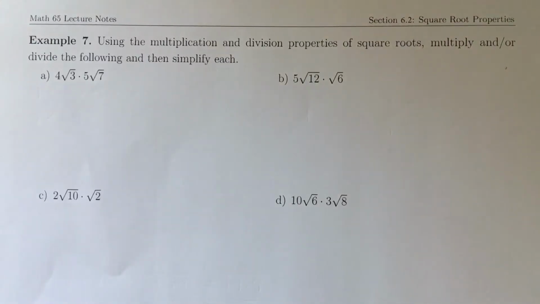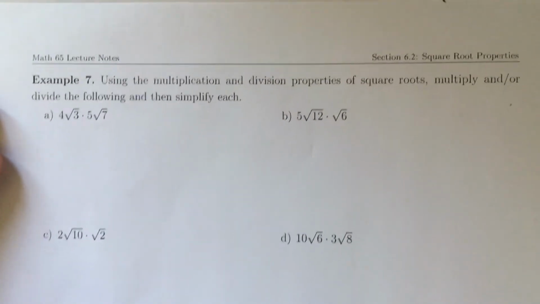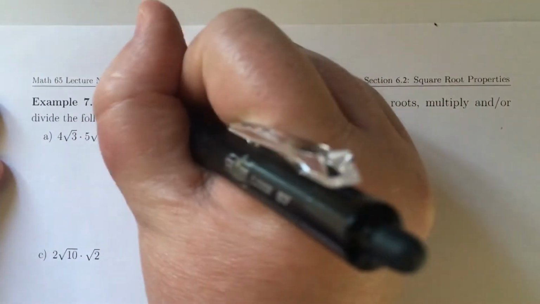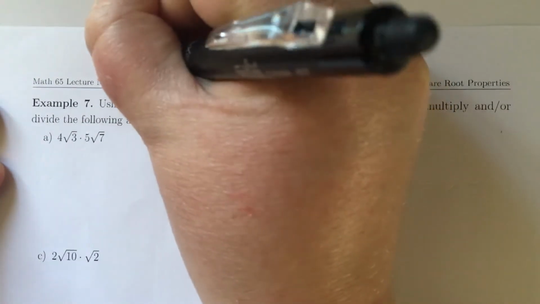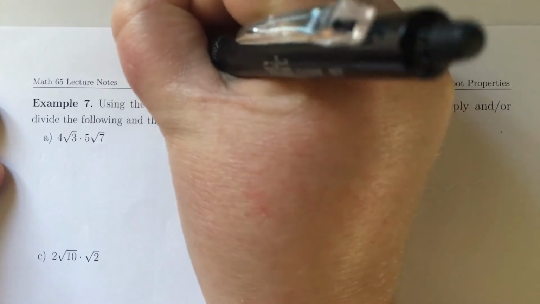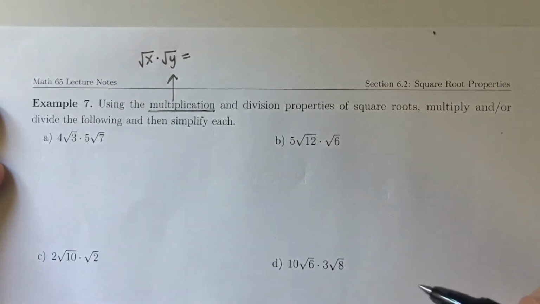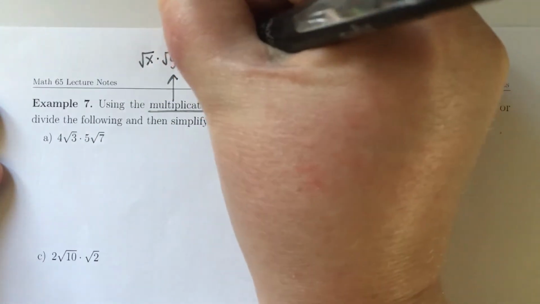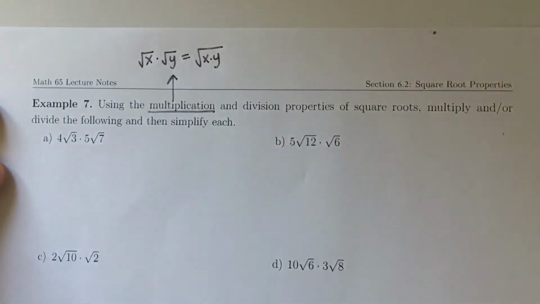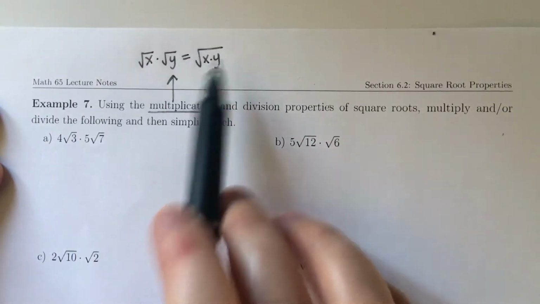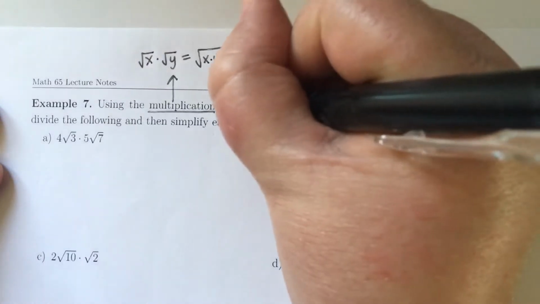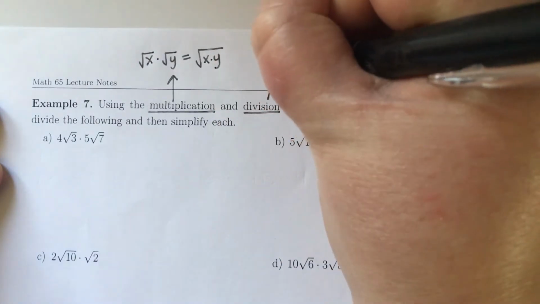Let's do some examples using the multiplication and division properties of square roots. Just to recap what these properties say, the multiplication property says that if you have two square roots that are multiplied together, you can instead think of it as the square root of a multiplication. So instead of a multiplication of two square roots, it's a square root of a multiplication. And the division property is very similar, but with division.